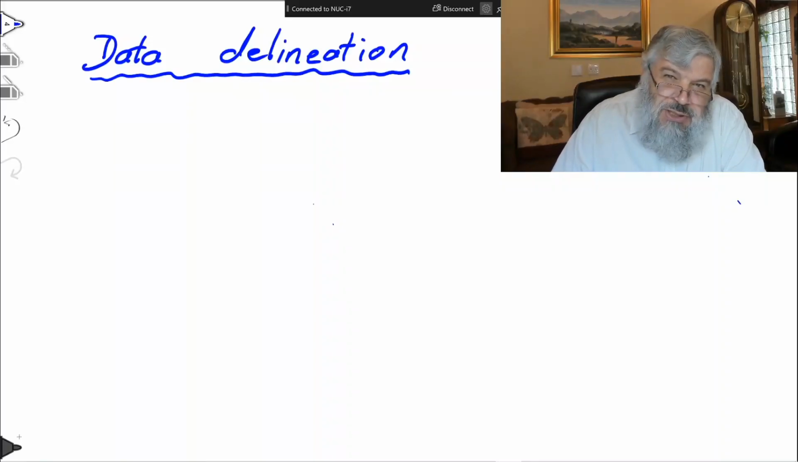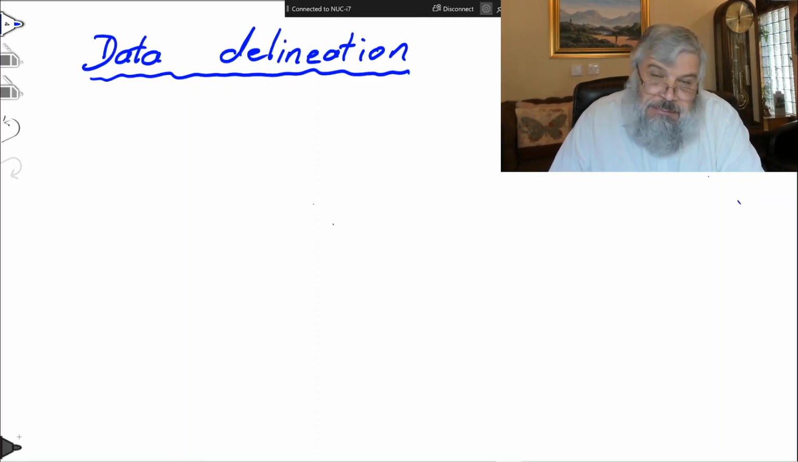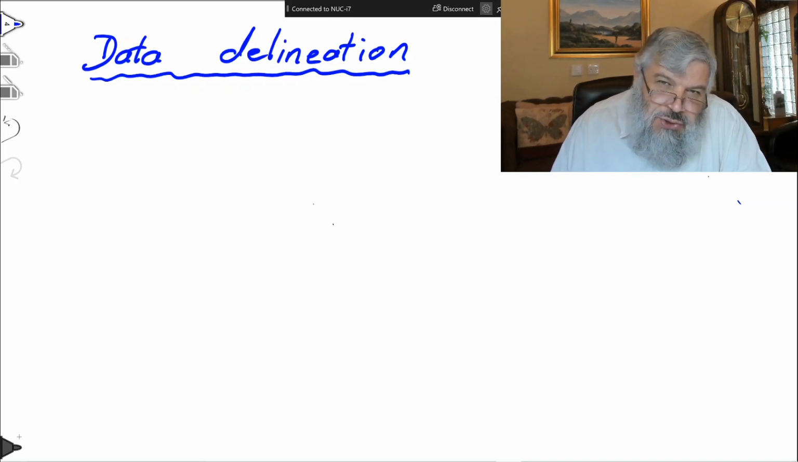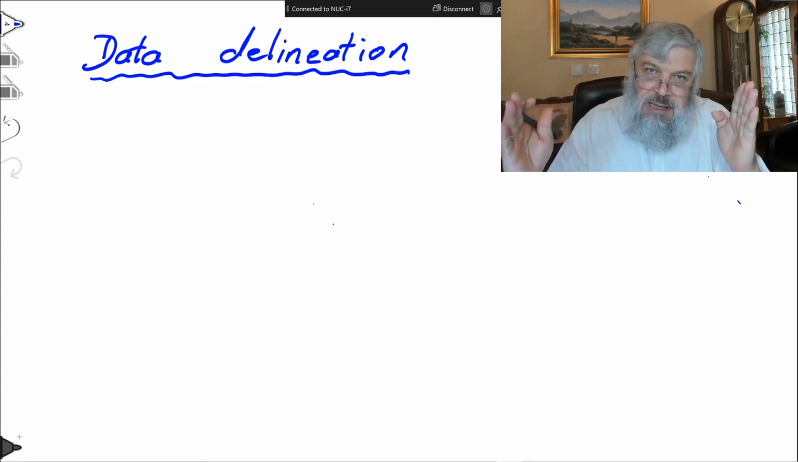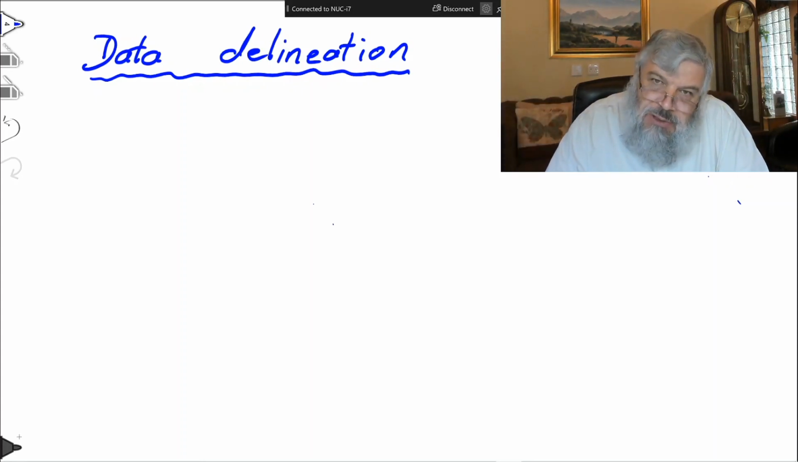Data delineation, as we already indicated, is used to frame your packets, or technically on layer 2, not the packets, the frames. So what we need to look at are 2 things. The one is, how do you indicate that a frame starts here and ends there? Thinking about it slightly differently.